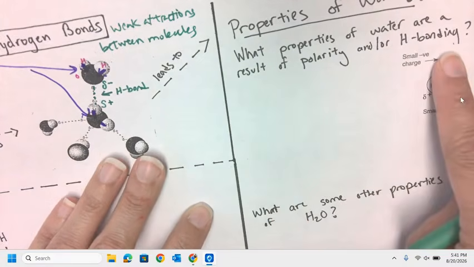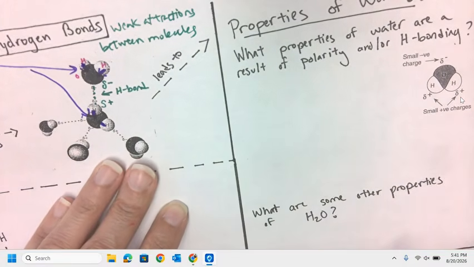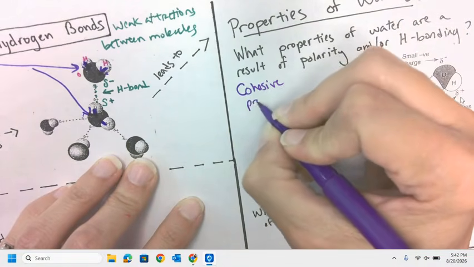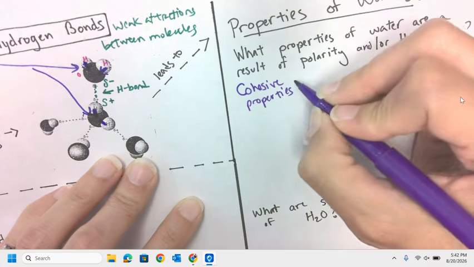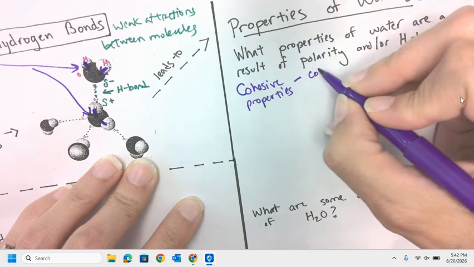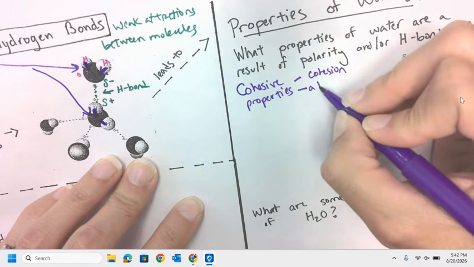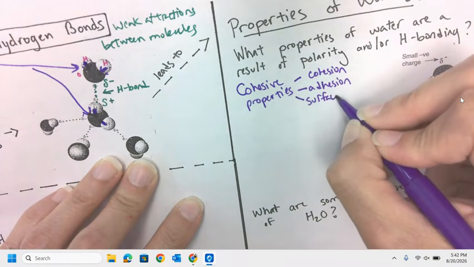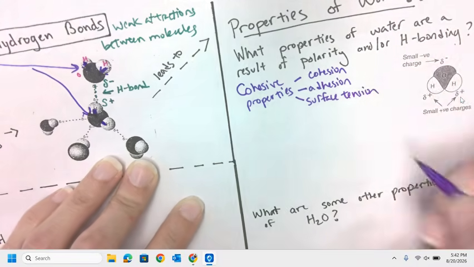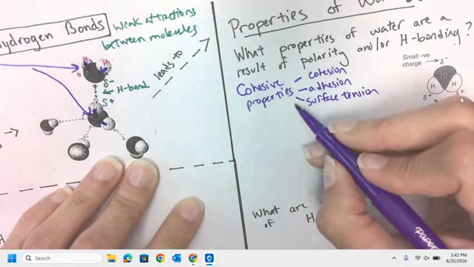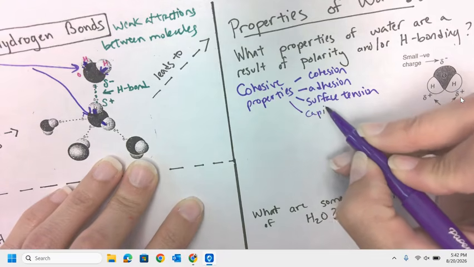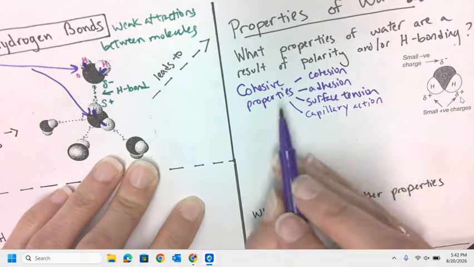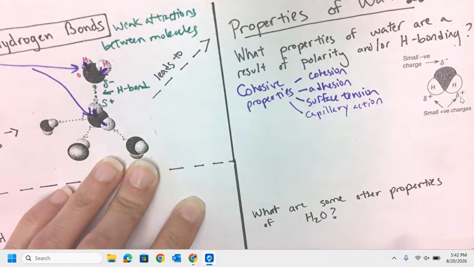Properties of water that are a result of polarity and hydrogen bonding include cohesive properties. By cohesive properties, I mean cohesion, water sticking to water, adhesion, water sticking to other things, surface tension, water sticking together on the surface of a body of water, and capillary action, when water is pulled up a plant because it's sticking to itself and to the sides of the plant or a tube or something like that.